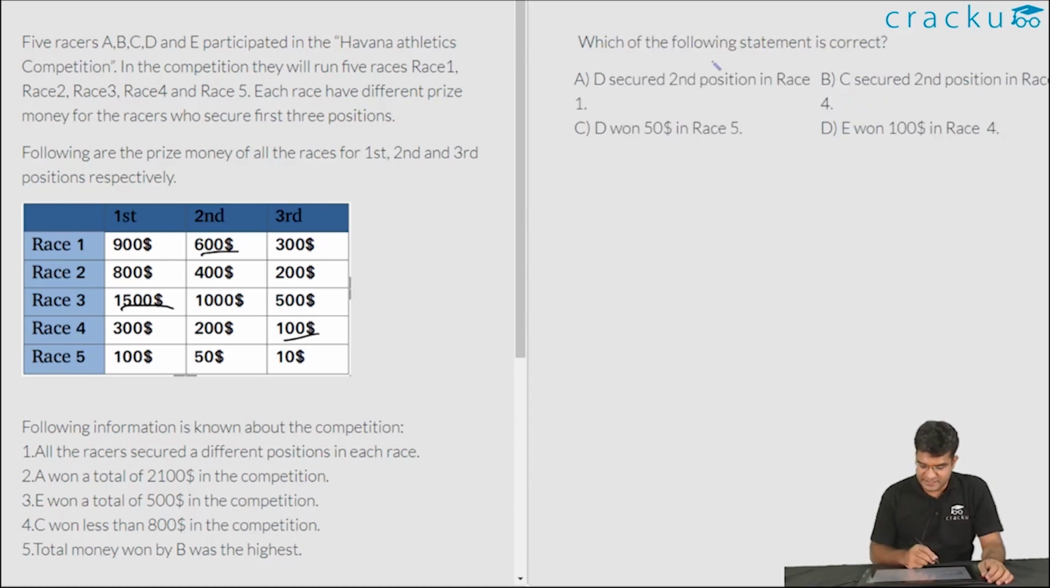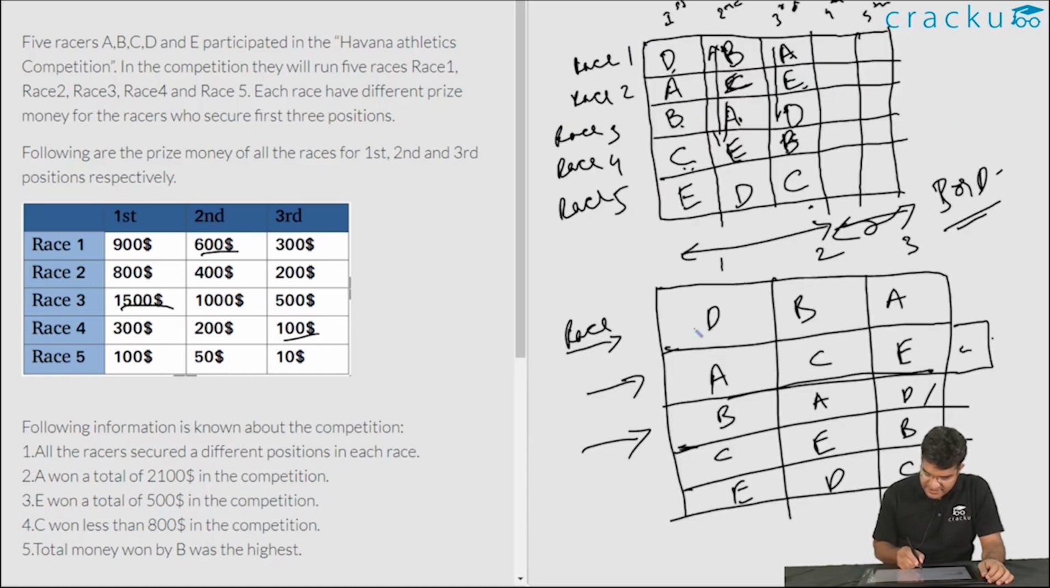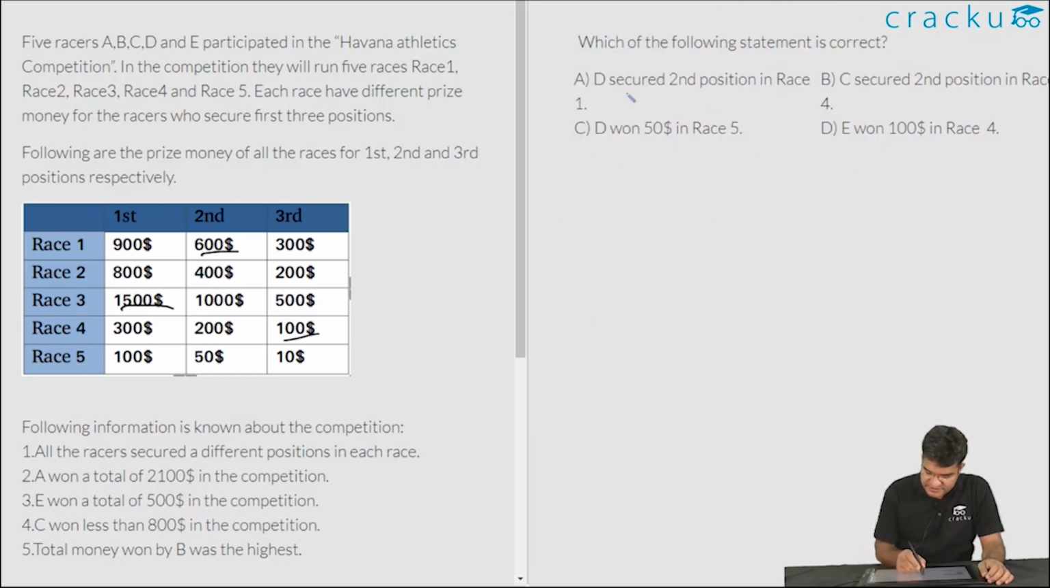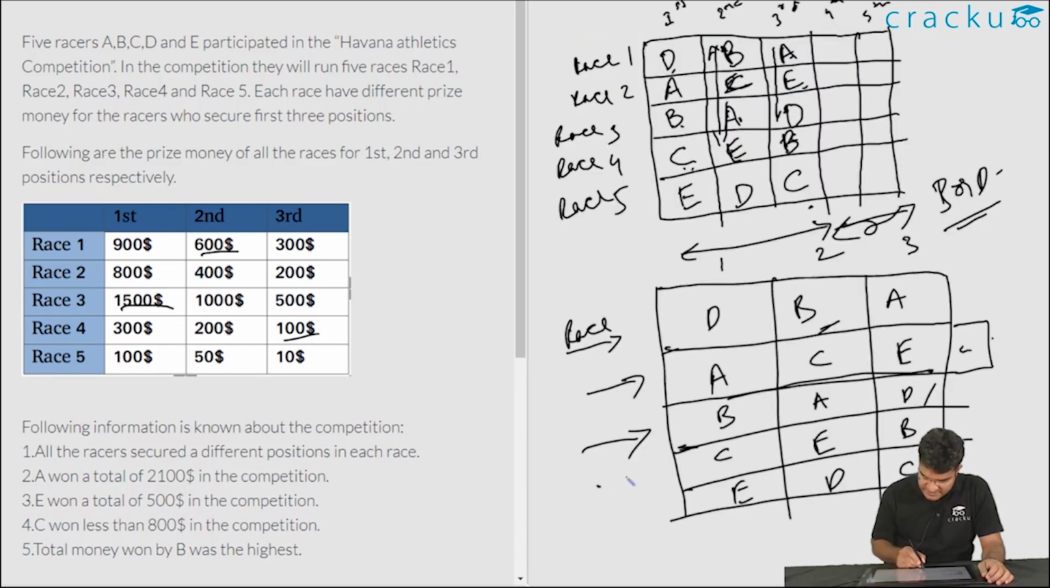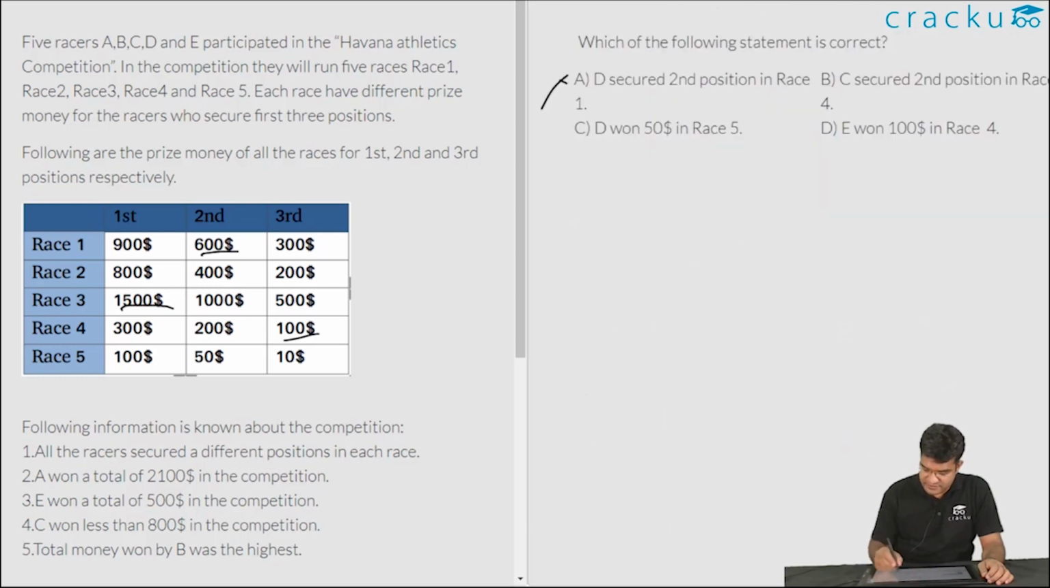The 4th question says, which of the following statements is correct? D secured 2nd position in race 1. This is race 1 and B has secured 2nd position. So this is wrong. The second one says C secured 2nd position in race 4. This is race 4 and E has secured 2nd position in race 4. So this is also wrong.